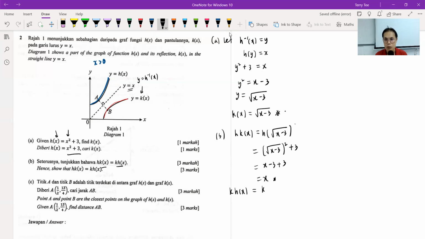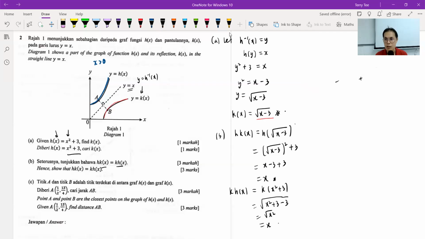Okay. Now, how about kh(x)? Same thing. I would start by putting h(x) inside, which is x squared plus 3. Put it inside your k(x). I already got my k(x) over here. So I'm going to put inside the square root of x squared plus 3 minus 3. Remember, k bracket is square root bracket minus 3. If I put x squared plus 3 here, I must put x squared plus 3 here. Whether you put a bracket or not doesn't really matter. You can cancel them off. You're left with the square root of x squared, which gives us x.